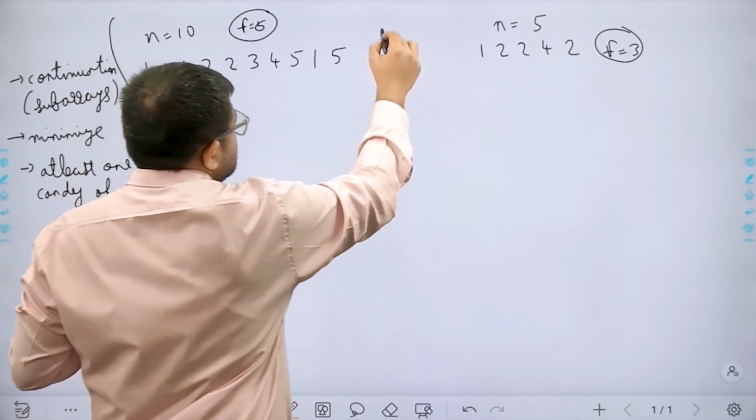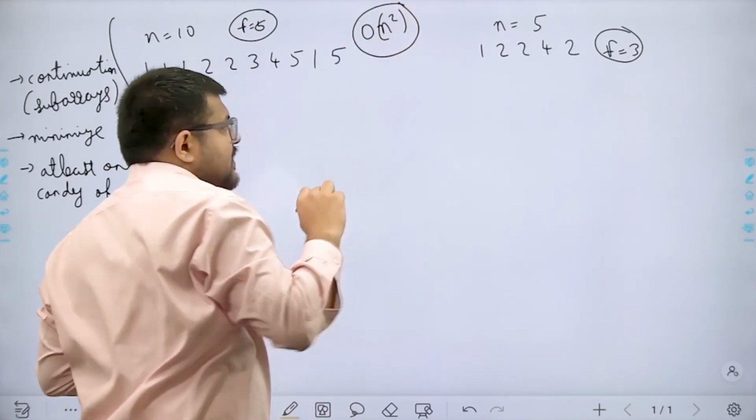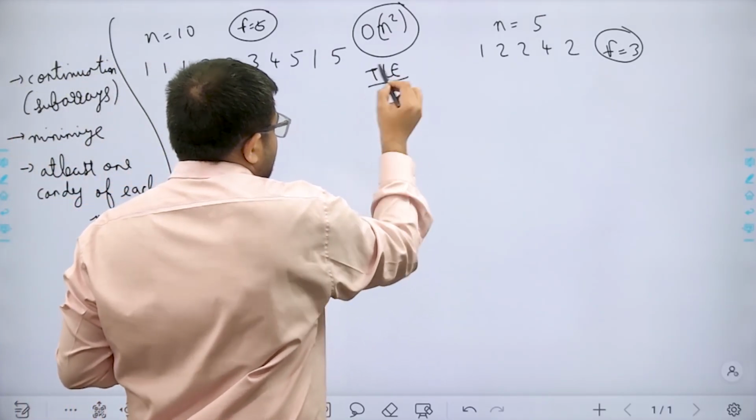But if you try to do this for all the subarrays, then your time complexity will be big O of n square, right? And this will give you time limit exceeded. So you need to think of something more efficient.